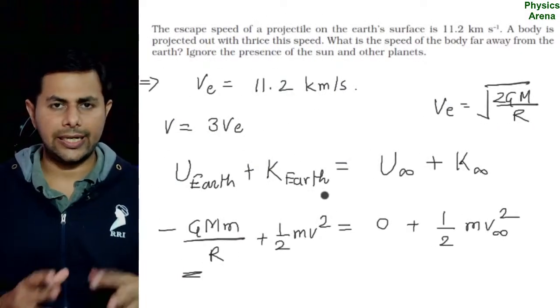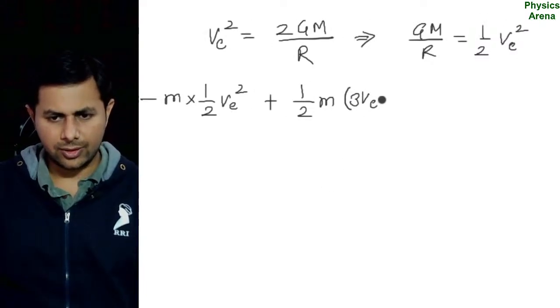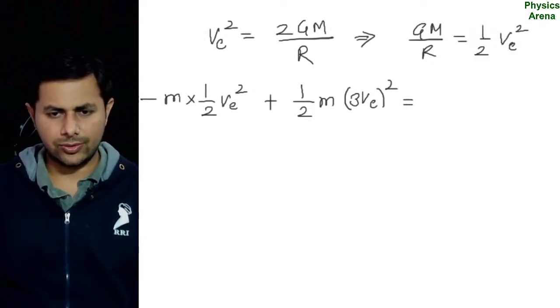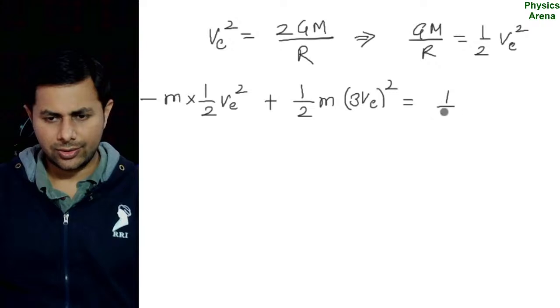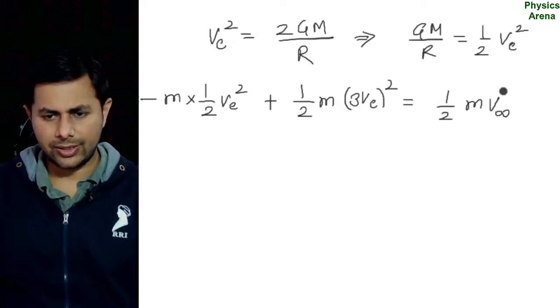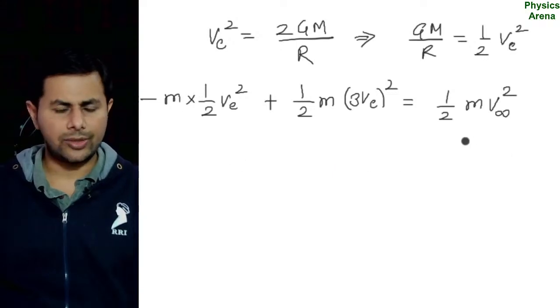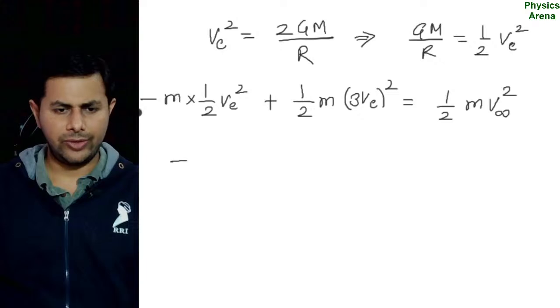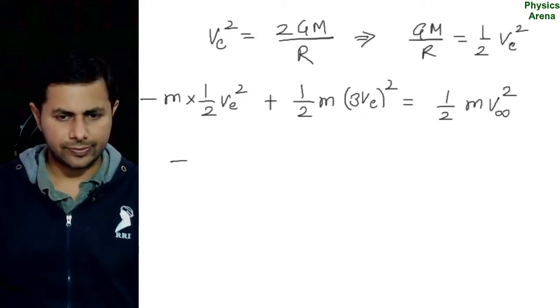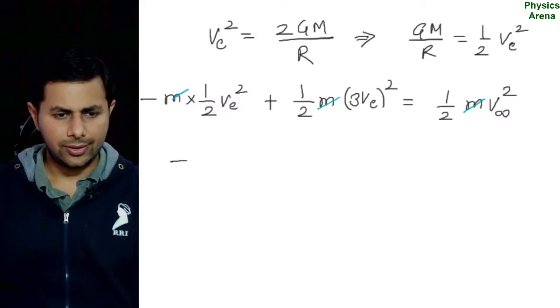Okay, v is 3 times v, so (3v) squared equals, here we have half of m into v at infinity squared, so half m v at infinity squared. Okay, we can multiply this whole equation by half, so we get minus, and we can cancel out m. m and m get cancelled out.